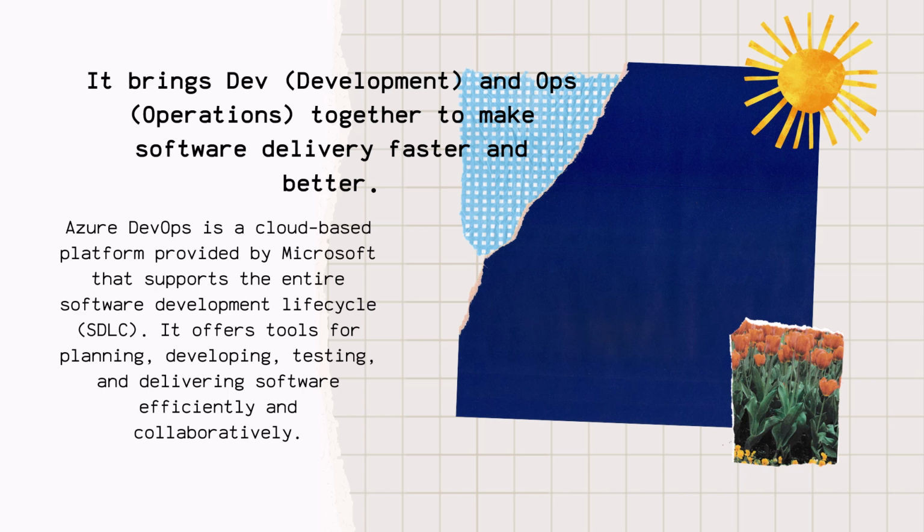So here, Azure DevOps is a cloud-based platform provided by Microsoft that supports the entire software development lifecycle. It offers tools for planning, developing, testing, and delivery of the software. So the complete package can be found in one thing called Azure DevOps. That's why it is meant for automation.